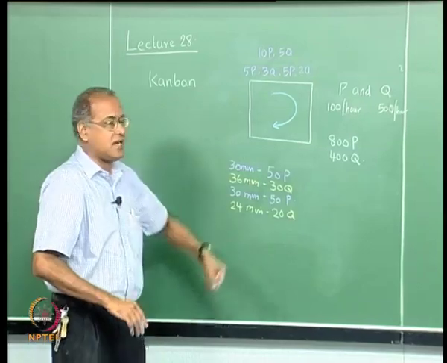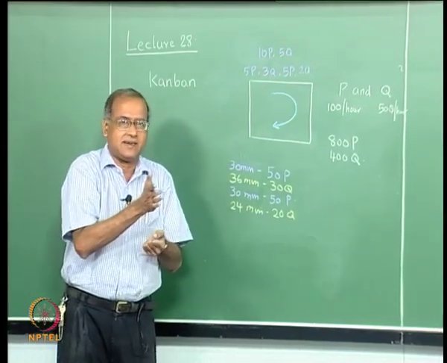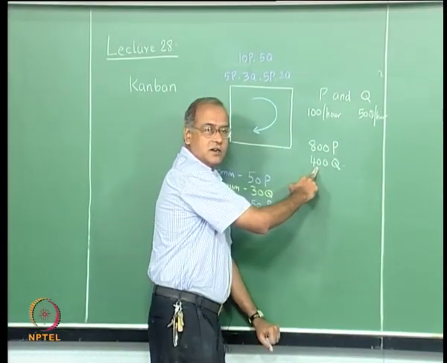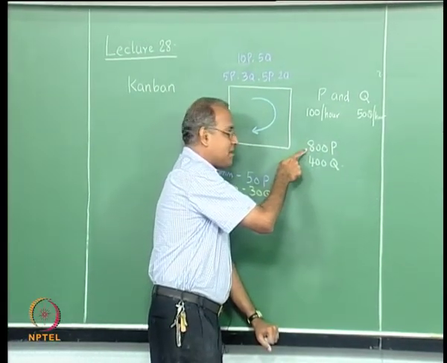In all my calculations I have made it very tight by saying that my demand is 800 P and 400 Q, so that in 8 hours I can make 800.